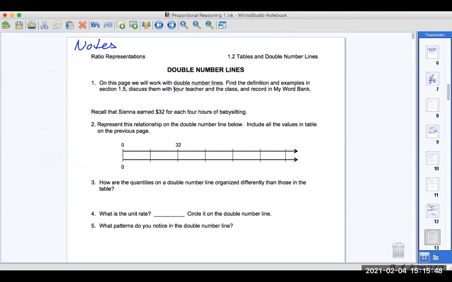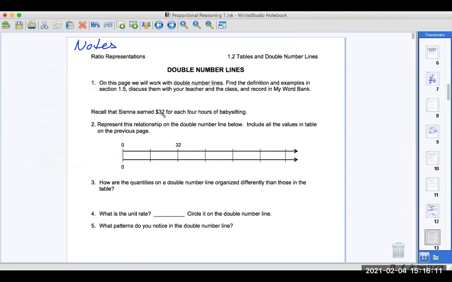On this page, we will work with double number lines. Look it up on your first page. I know you wrote it down. This is a double number line. Notice you have 2 lines and they always start out with 0, 0. You're going to compare two quantities. The two quantities that we're talking about in the problem are going to go right here.